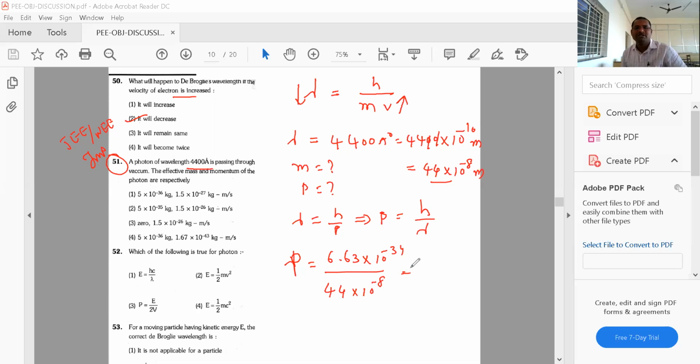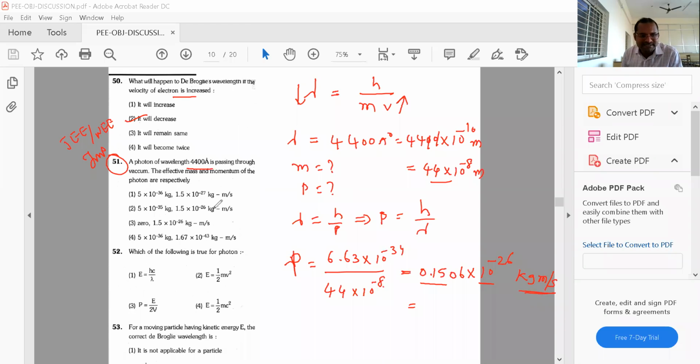It comes out to be how much? 6.63 divided by 44 is 0.1506, into 10 to the power of minus 34. This minus 8 going to the upside becomes plus 8, so 10 to the power of minus 26. So momentum is 0.15 into 10 to the power of minus 26. Momentum unit is kg meter per second.